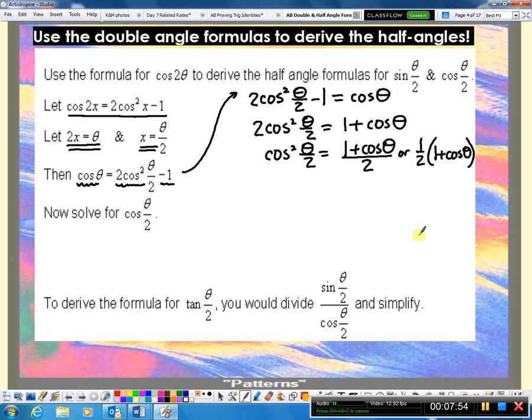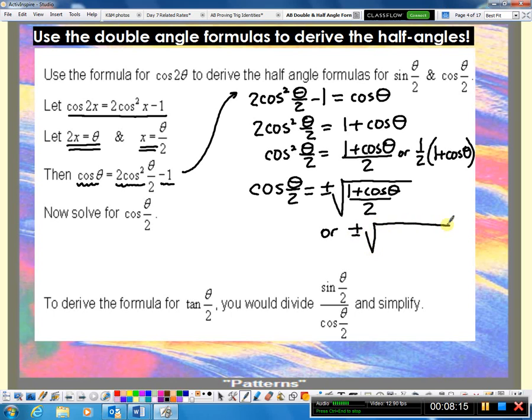So now I need to take the square root of both sides. Whenever I take the square root of both sides, I get plus or minus the square root of 1 plus cosine theta all over 2. Or I could rewrite that as plus or minus the square root of 1/2 times 1 plus cosine theta. Again, sometimes you'll find that one's easier to deal with than the other, and so it doesn't hurt to know that they're equivalent forms.